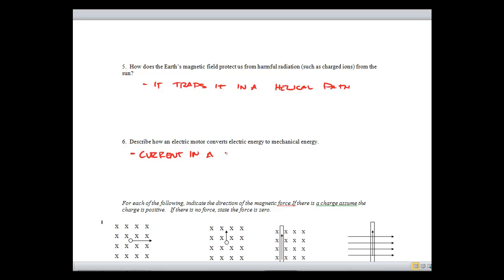Current in a field is pushed by the magnetic field. That current is the electrical energy. So when we have current flowing, we're using electrical energy. The interaction between that current carrying wire and the magnetic field causes it to be pushed. That pushing moves the object, and now we have mechanical energy.